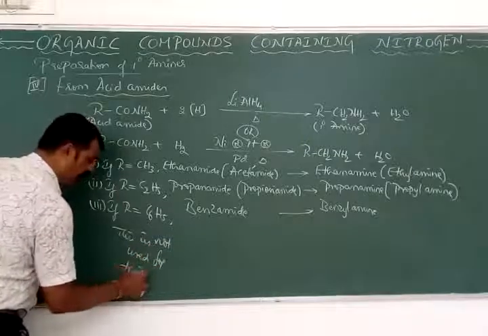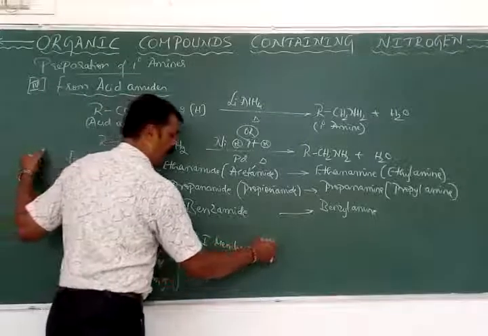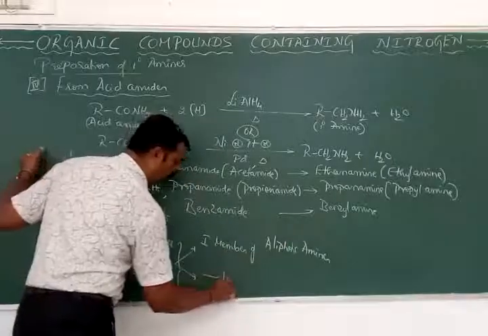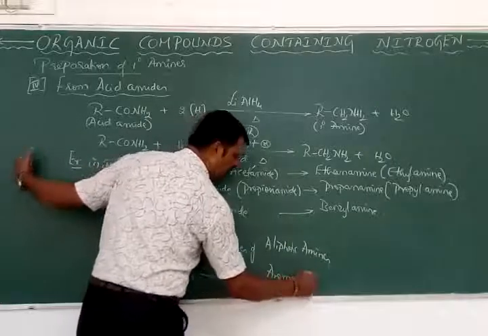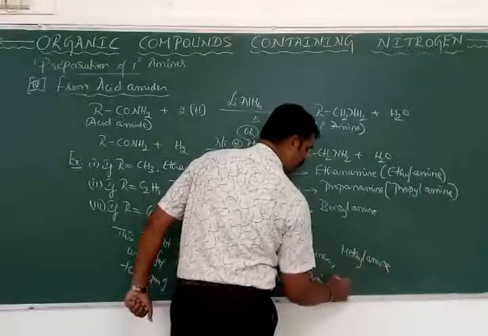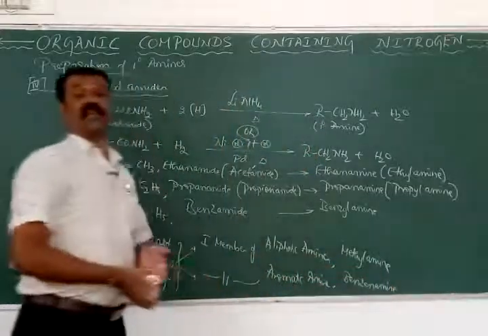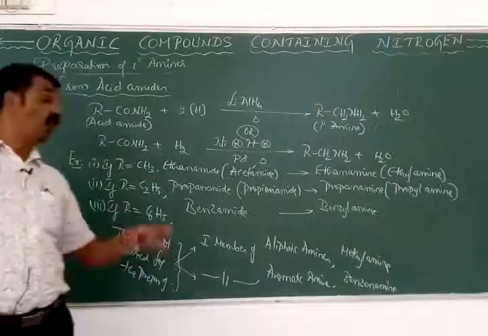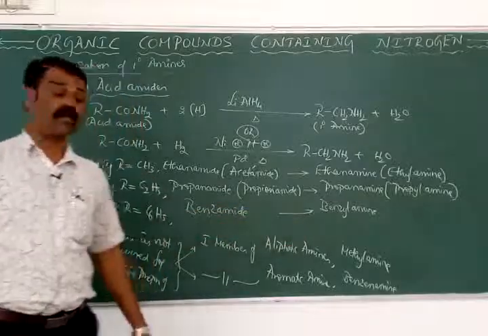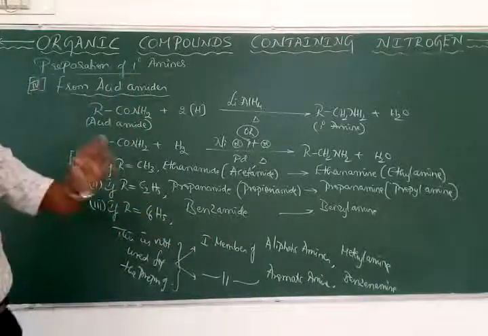But this is not used for the preparation of the first member of the aliphatic series and the first member of the aromatic amines, that is methylamine and benzenamine, called aniline. Because the cyanide already contains one carbon atom, with a reduction R must be minimum CH3. Therefore, we are not getting the first member of the aliphatic amines, methylamine, or the first member of the aromatic amines, aniline, if we undergo reduction using acid amides.